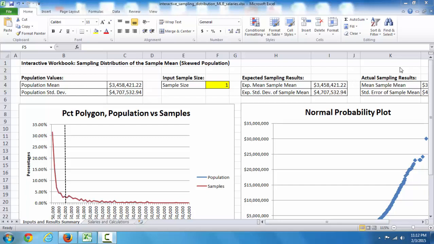In this video, I'm going to use an Excel demonstration to underscore some key points about sampling distributions and about the effect of the central limit theorem on sampling distributions. So first, let me describe what this spreadsheet is. This spreadsheet has some data that it's working with, and that data is all the salaries for Major League Baseball players. I think it's from 2012. So there's 800 and some salaries.